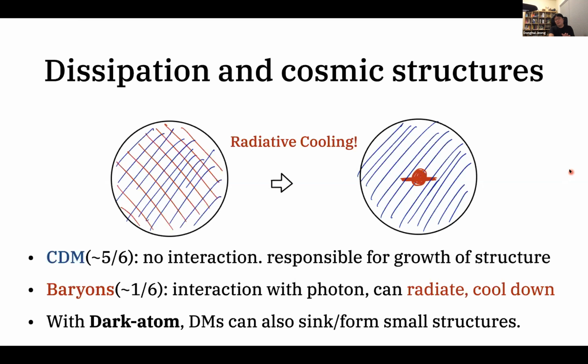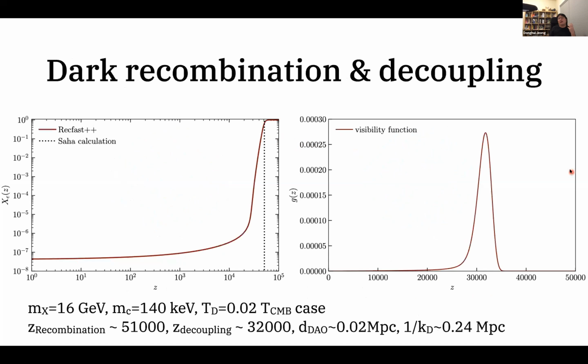Of course, we cannot choose this arbitrary parameter space, because if dark matter has this feature, we do have to revisit all the cosmological calculations that we have done so far. For example, because dark matter has interacted with dark radiation, we do have dark recombination. This is for one particular parameter choice: a dark proton of 16 GeV, a dark electron of 140 keV, and a dark photon temperature of 2% of the CMB temperature. In that case, dark recombination happens at around redshift 50,000, a very early time.